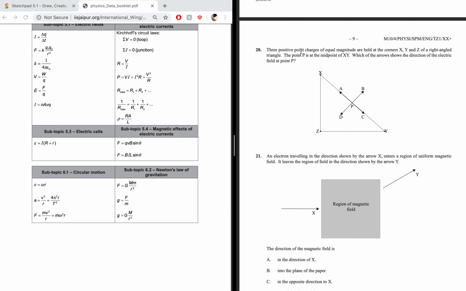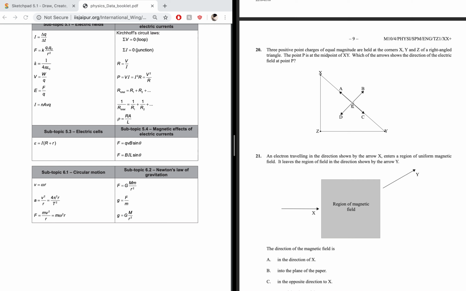3 positive point charges of equal magnitude are held at the corners X, Y, and Z of a right-angled triangle. The point P is the midpoint of X, Y. Which of the arrows shows the direction of the electric field at point P? Well, we know that this charge right here is positive. This charge here is positive. Wait, let me read this again.